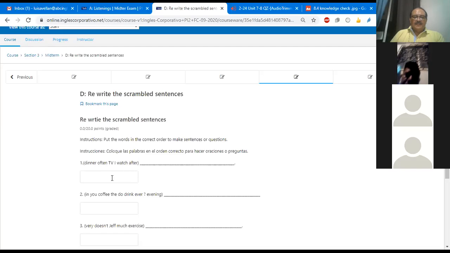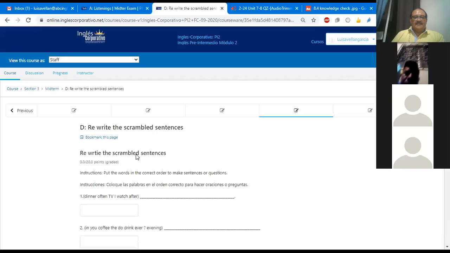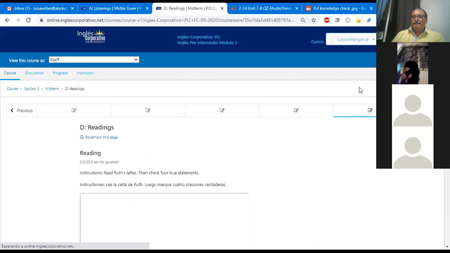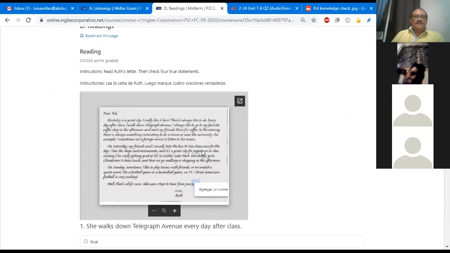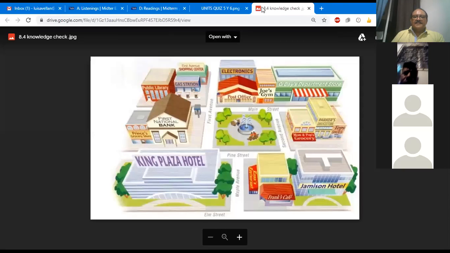Okay? But then you have to do the same with all of them, right? It is the correct order. Esta es pregunta, vean, aquí hay un signo. Voy a tener que comenzar con. This is a negative sentence. Affirmative, interrogative, and negative. Then, and the last one. Well, this is reading comprehension. Lectura comprensiva, right?